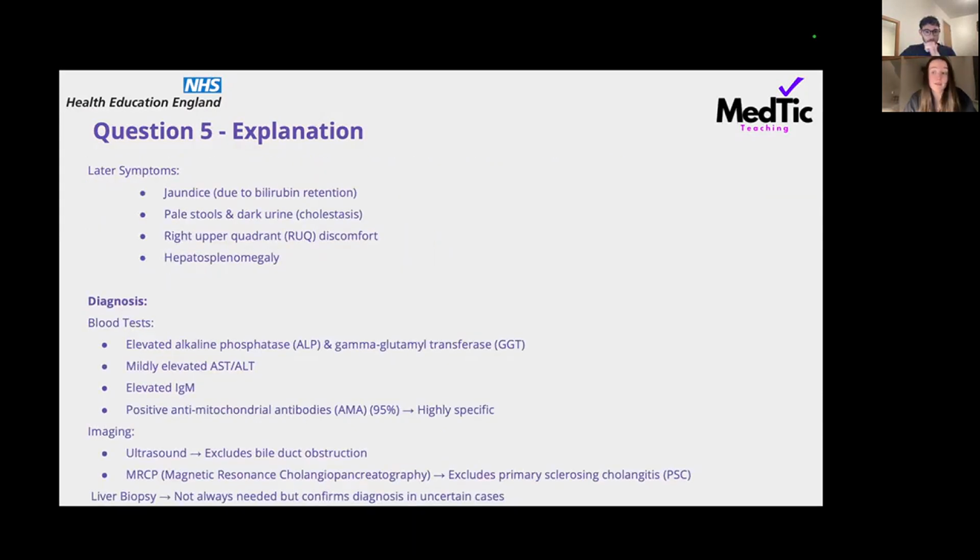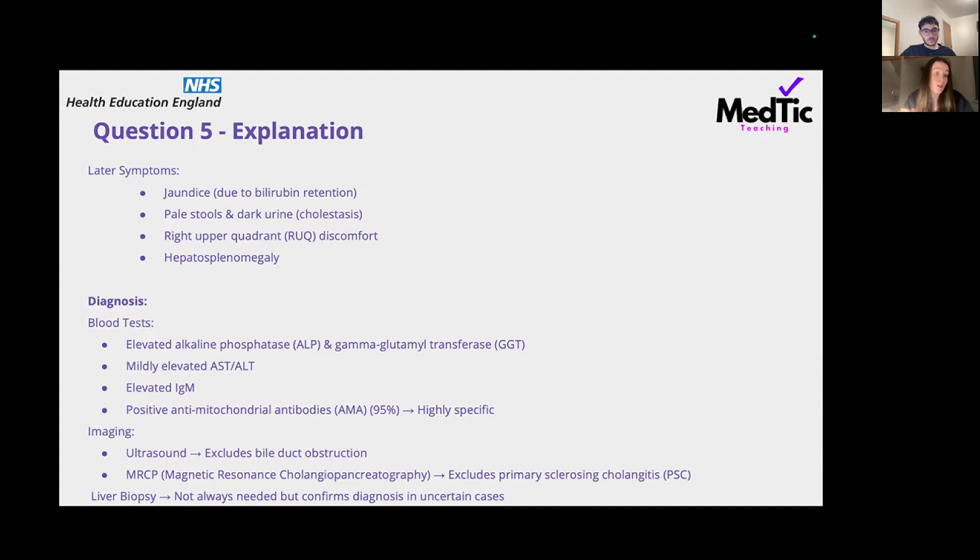In terms of later symptoms, that buildup of bile salts causes jaundice, pale stools and dark urine. It can also cause some right upper quadrant pain, obviously with the liver cirrhosis, and it can cause the liver and the spleen to become enlarged as well.